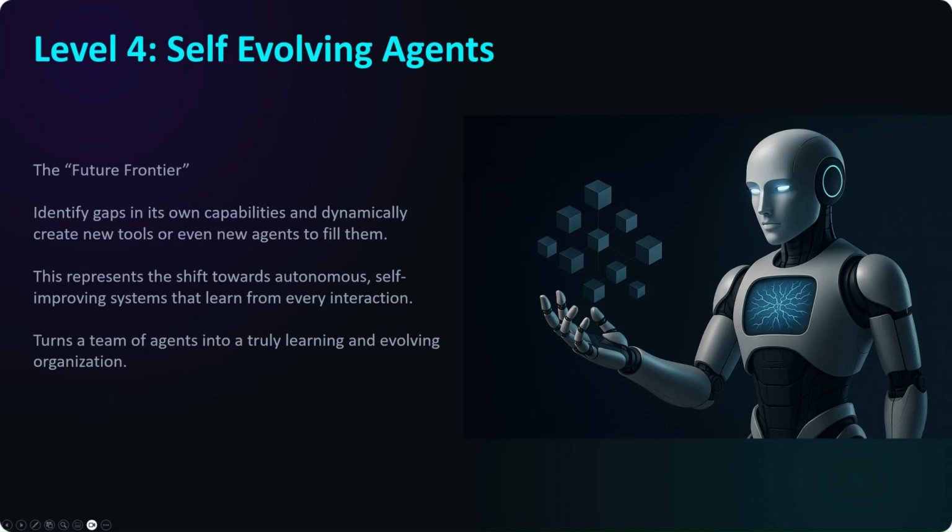And finally, we reach level 4, the self-evolving system. This is the future frontier. Level 4 represents a leap from delegation to autonomous creation. At this level, an agent can identify gaps in its own capabilities. If a level 4 agent realizes it needs to track social media sentiment but doesn't have the right tool, it doesn't fail. It effectively thinks, I need a new tool. It can autonomously create the code and create a new sentiment analysis agent, a tool on the fly to solve the problem. It turns a static team into a learning, evolving organization.